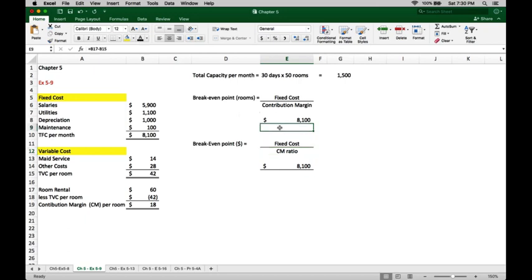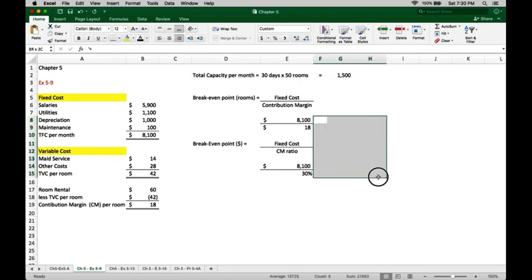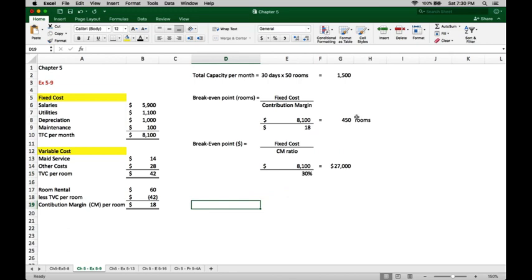The contribution margin per unit I know is $18. I've done that calculation over here. 18 divided by 60 will give me the contribution margin ratio. 18 divided by 60 is 30%. Now with this information, I can go ahead and do my calculations, which is 8,100 divided by 18, and here 8,100 divided by 30%, to arrive at our final answer that's required, which is I need to rent out 450 rooms. This is rooms per month, not per day.